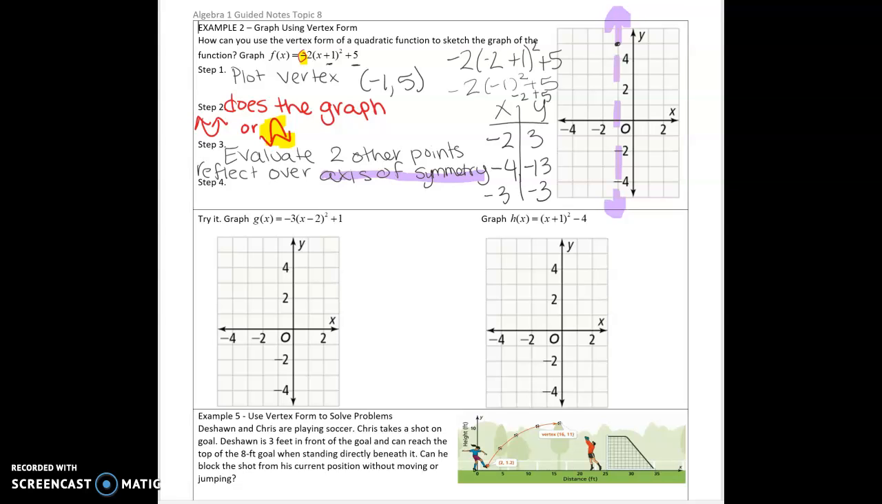So go ahead and plot these 2 points. So -2, 3 would be here, and then -3, -3 would be here. So then we take those 2 points and we translate them over. So this is 1 away here, so then it's 1 away there. 2 away, 2 away. And then just draw the parabola. So as best as you can, make that U shape.